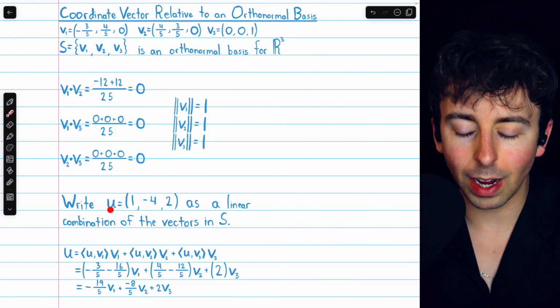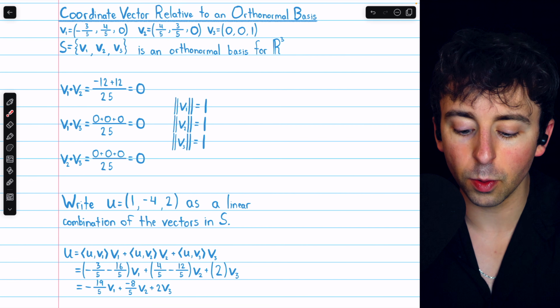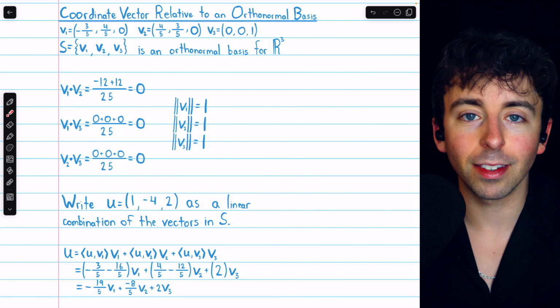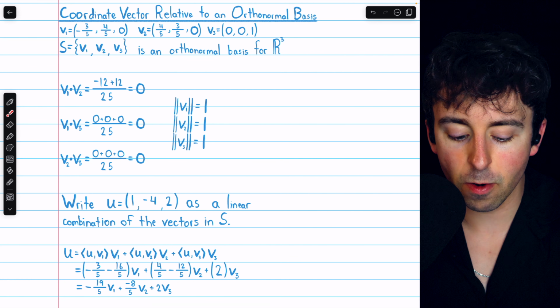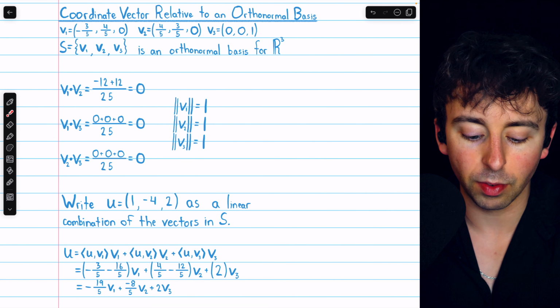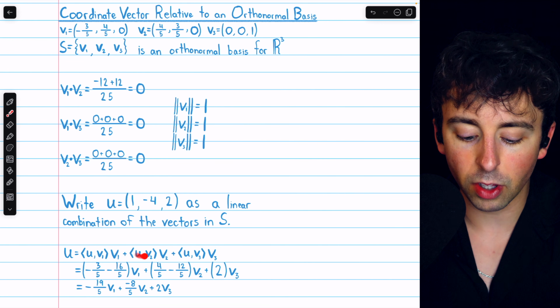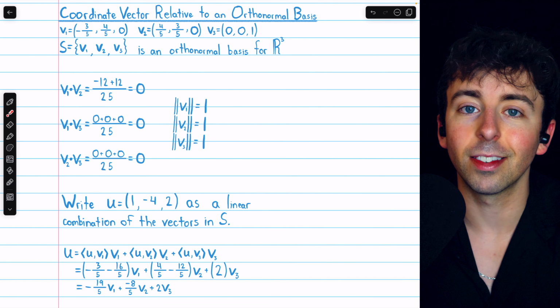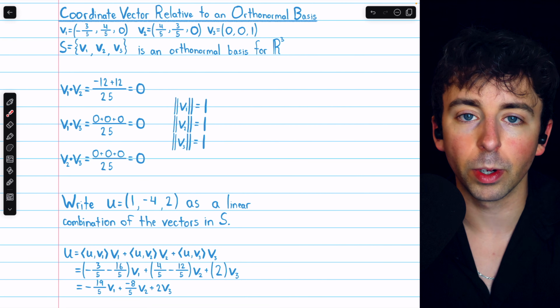Suppose we want to write this vector u, 1, negative 4, 2, as a linear combination of the vectors in our orthonormal basis S. By our previous theorem, u is equal to the inner product of u with v1 times v1, plus the inner product of u with v2 times v2, plus the inner product of u with v3 times v3. The inner product in this space is just the dot product, so the computations are pretty straightforward.